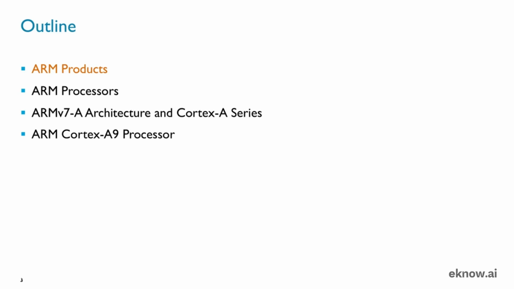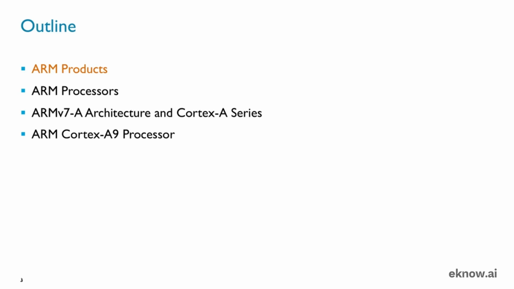We're going to begin with a high-level view, looking at the entire ecosystem ARM provides. This isn't just about the processor cores themselves, but also includes the software tools, physical components, and support systems that surround them. Understanding this big picture is crucial before we dive into the specifics. After we've explored the broader product landscape, we will narrow our focus to ARM processors.